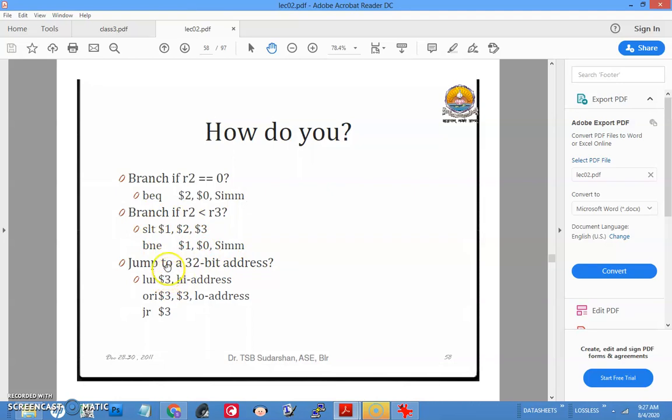Now how do we jump to a 32-bit address? This is another way: you can load the high address and low address into the register and use the JR instruction. This also we may ask. How do we use the JR instruction to jump to a 32-bit address? We need to load a 32-bit address into R3. To do that, we use the same technique which we used earlier: the high address is loaded, followed by ORing the low address.